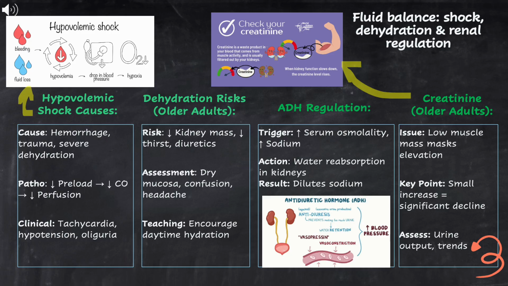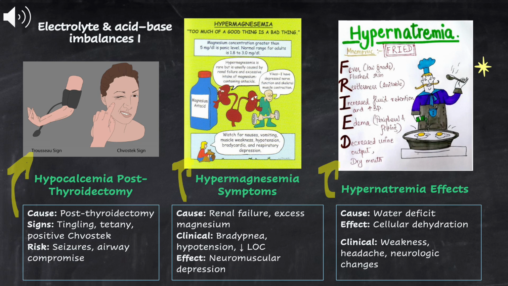In summary, recognize early signs of hypovolemia, monitor dehydration risks in older adults, understand ADH's role in water balance, and assess creatinine trends carefully. Now let's review several important electrolyte imbalances. First, hypocalcemia post-thyroidectomy. After thyroid surgery, hypocalcemia may occur due to disruption of the parathyroid glands.